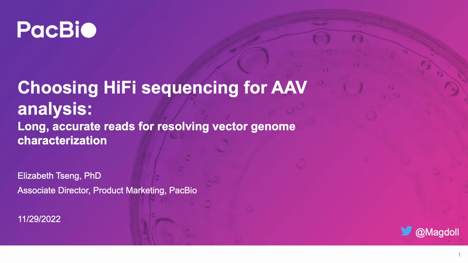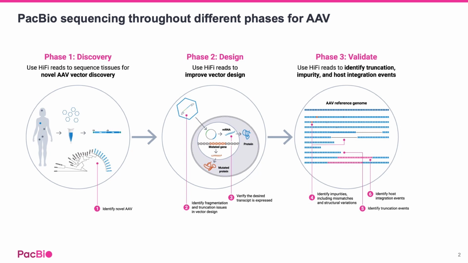Thank you, Alpha. I'm going to quickly talk about how PacBio's HiFi sequencing, which is a third-generation long-read sequencing technology, can be beneficial for doing AAV vector design and analysis. Long-read sequencing using PacBio HiFi can be beneficial for different phases of AAV development. Our customers have used it, for example, in the initial phases of discovering novel AAV vectors, where they design specific primers to target the constant regions of the AAV vector and sequence clinical tissues to discover novel AAV vectors.